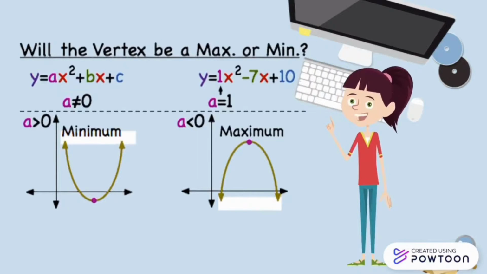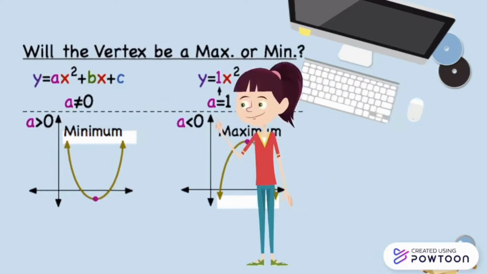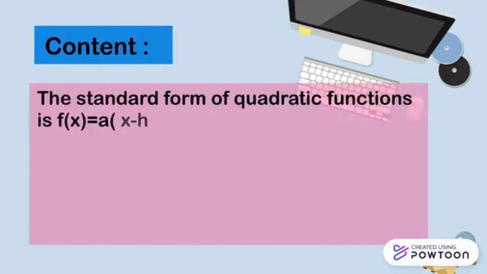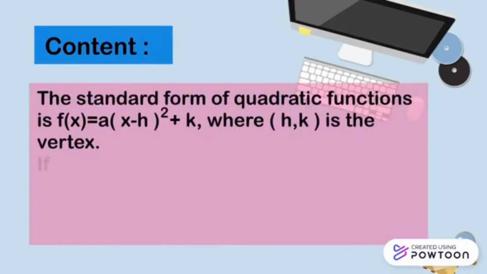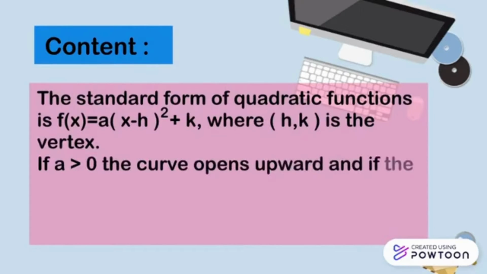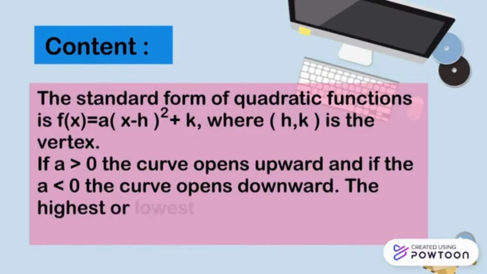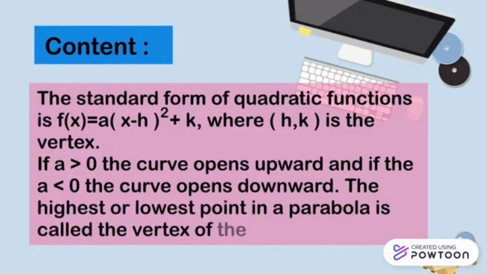The graph is also symmetric about a vertical line drawn through the vertex, called the axis of symmetry. The standard form of a quadratic function is f(x) = a(x − h)² + k, where (h, k) is the vertex. If a is more than 0, the curve opens upwards. If a is less than 0, the curve opens downwards. The highest or lowest point in a parabola is called the vertex of the parabola.